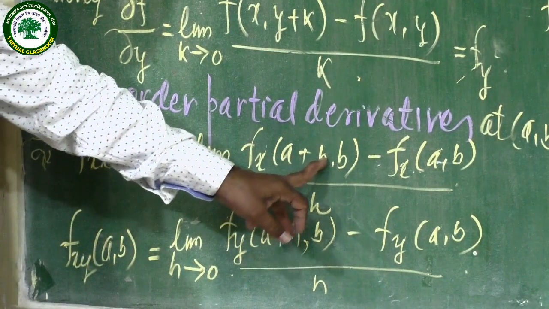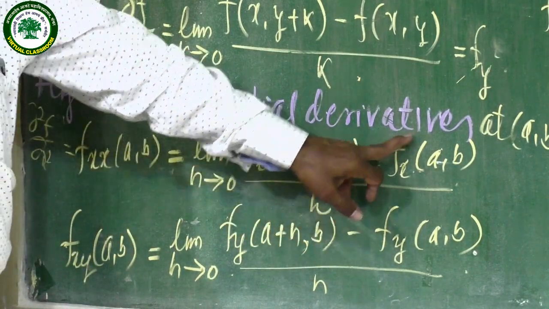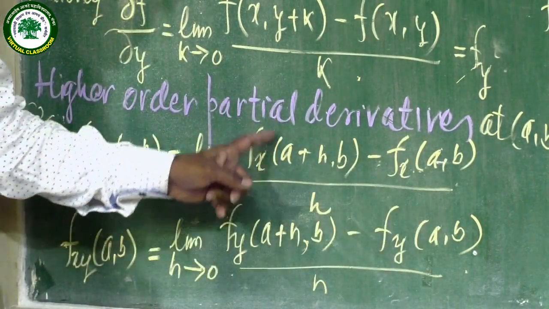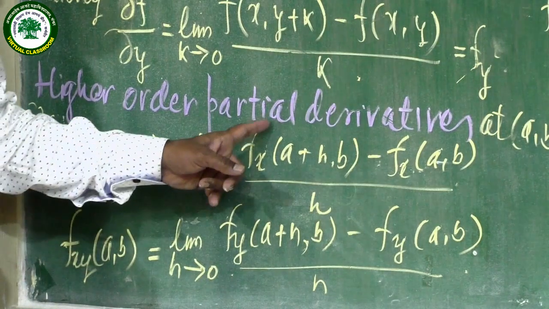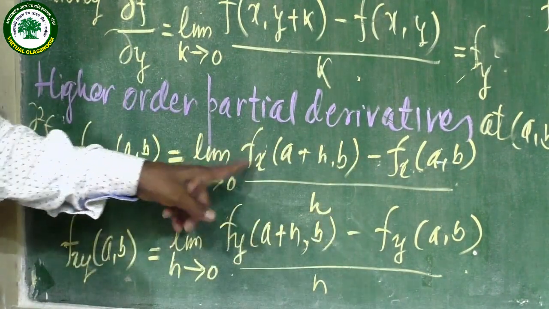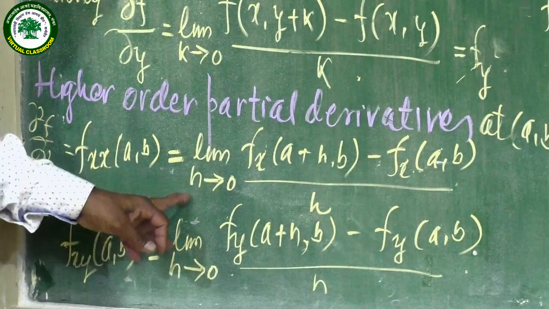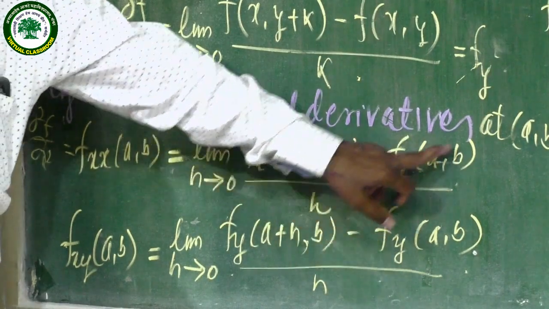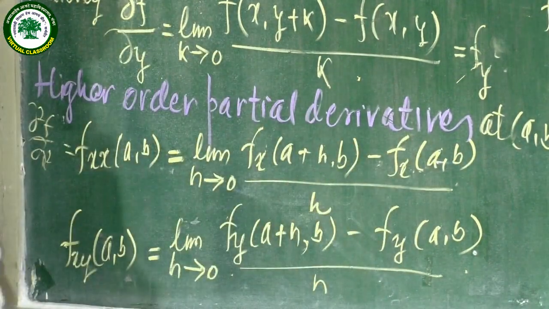Therefore, f(a+h, b), with b remaining as it is, minus f_x(a,b). Firstly, you have already taken the partial derivative of the function with respect to x, and again you are taking the partial derivative with respect to x. Therefore, limit as h tends to 0 of f_x(a+h, b) minus f_x(a,b) divided by h.